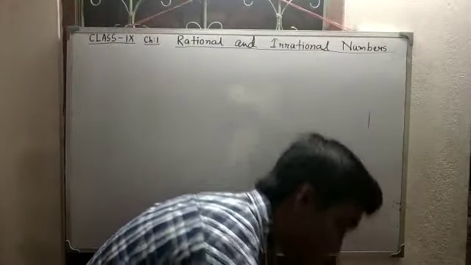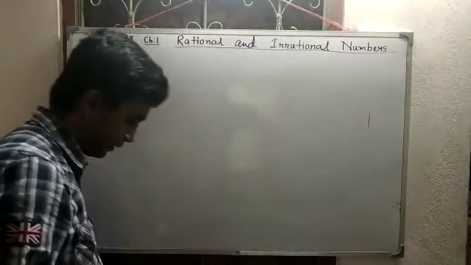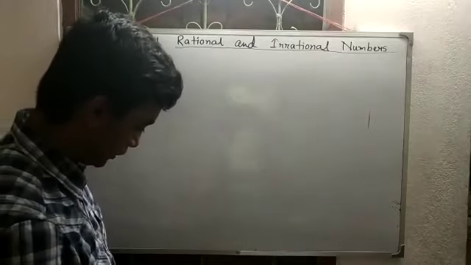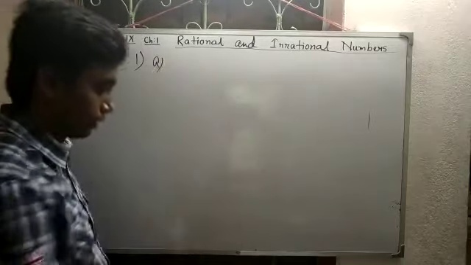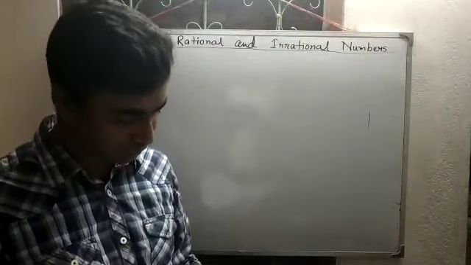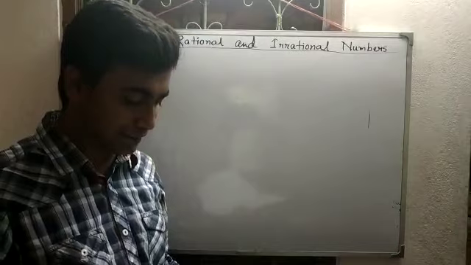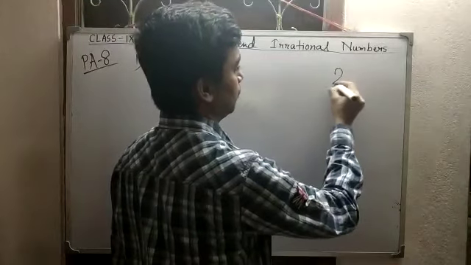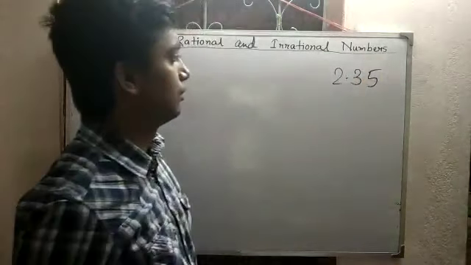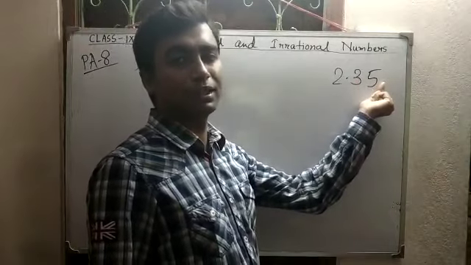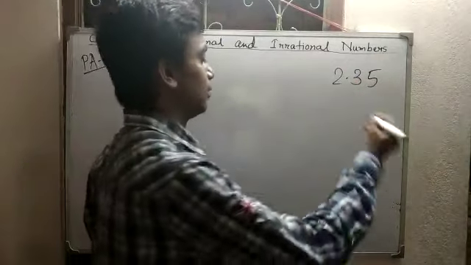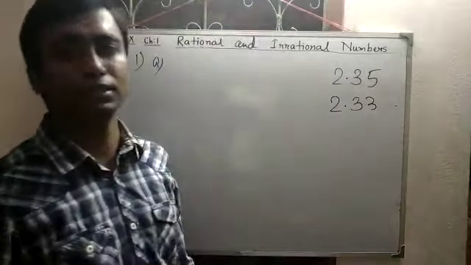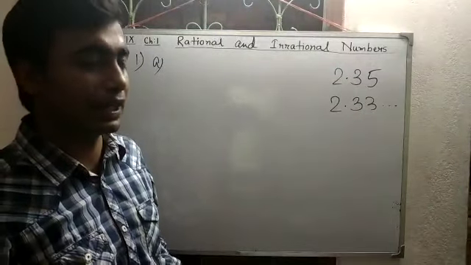So we are going to exercise directly. In page number PA8, number 1A, what we have to do? Which of the following will change into a terminating decimal? So what is terminating decimal at first? We can write that, suppose 2.35. Okay, here you can see there is some end, that's why it is terminating decimal. But when we are writing this kind of number, then we can say it is non-terminating and recurring number.